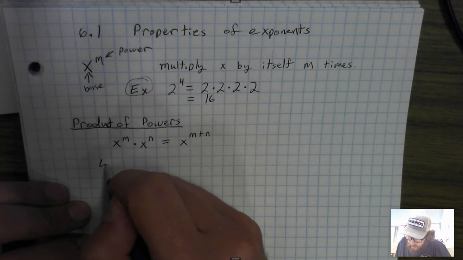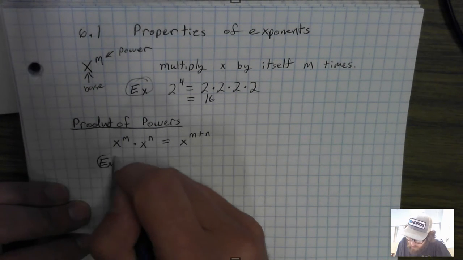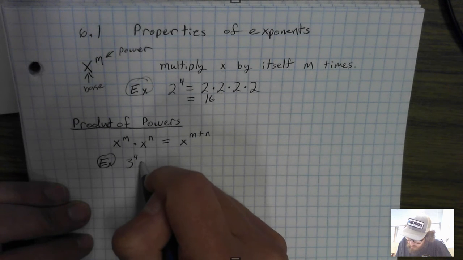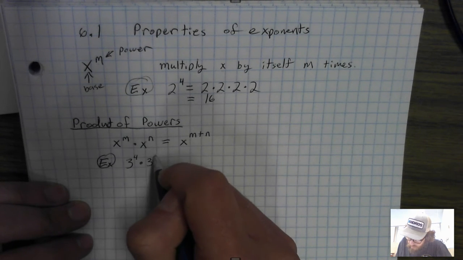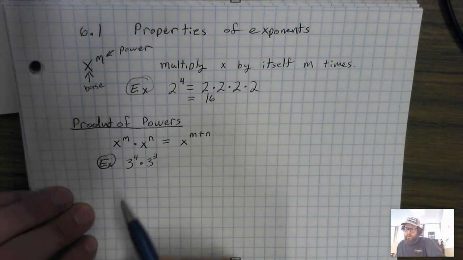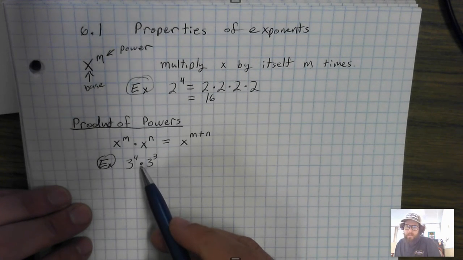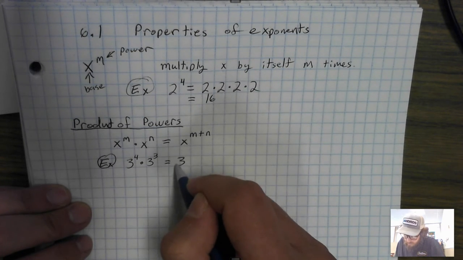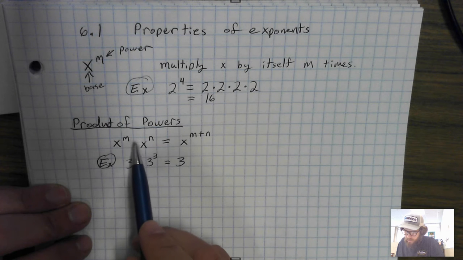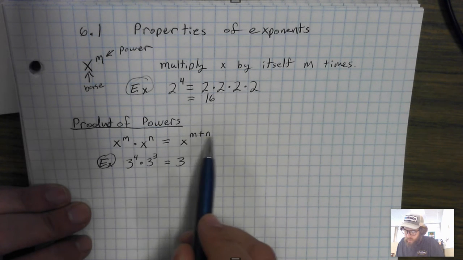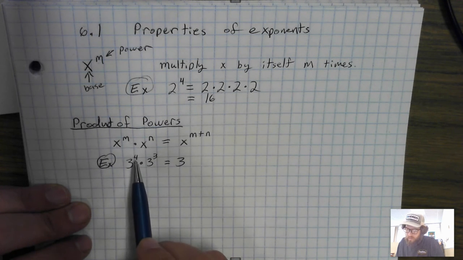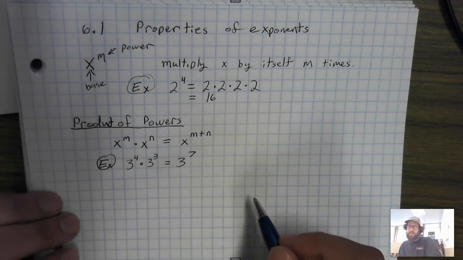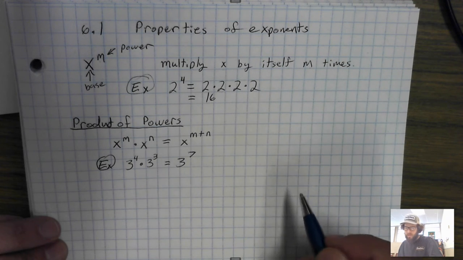So an example of that would be if we had 3 to the 4th times 3 to the 3rd. 3 to the 4th times 3 to the 3rd will be, the base remains the same. And up here it says if you multiply them, then we're going to add the exponents. So we will add the exponents. 4 plus 3 is 7. That will be 3 to the 7th, which is 3 times 3 times 3, 7 times.